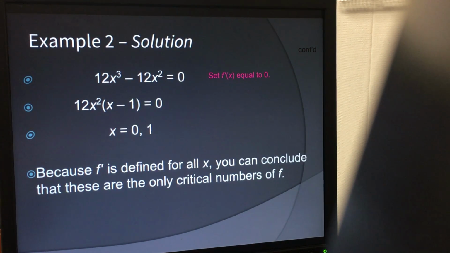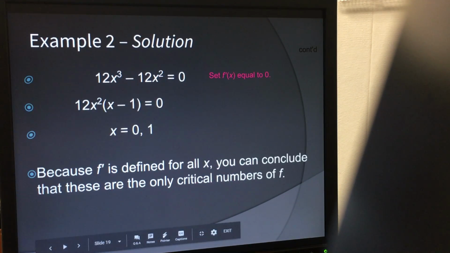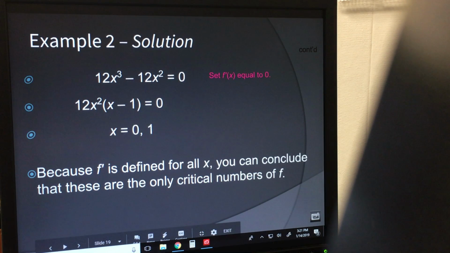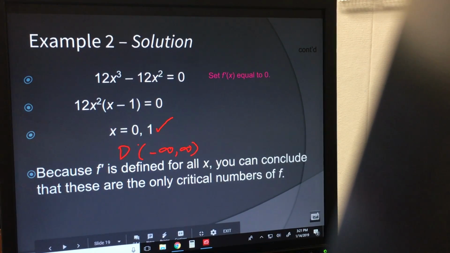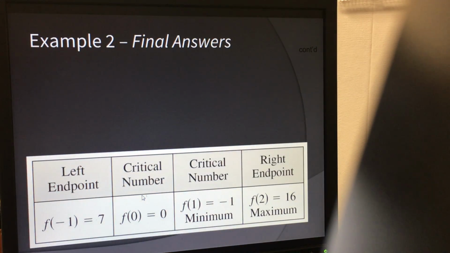Now because the derivative is defined for all x, it means the domain is -infinity to infinity. We can say that the only critical numbers are 0 and 1. So this is the first part. The second part of the process is plugging in those critical numbers.